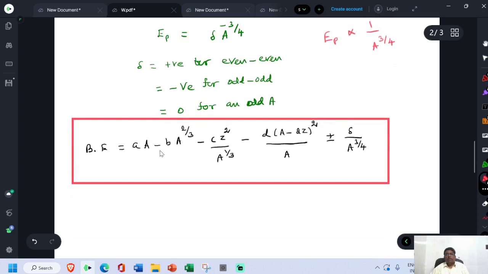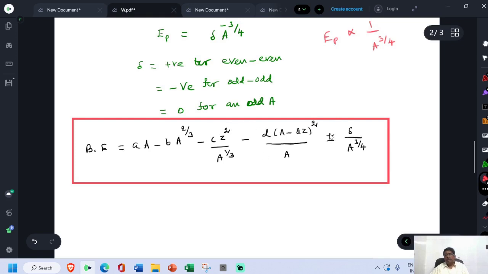Now we are going to combine all the terms. This is the volume energy term, which is a positive quantity. This is the surface energy term, having a negative sign. Coulombic energy term, this is also negative. Then this is the asymmetric term, a negative term. Then the pairing energy term, plus or minus. Here the negative sign indicates that the binding energy is decreased with the help of these three factors.